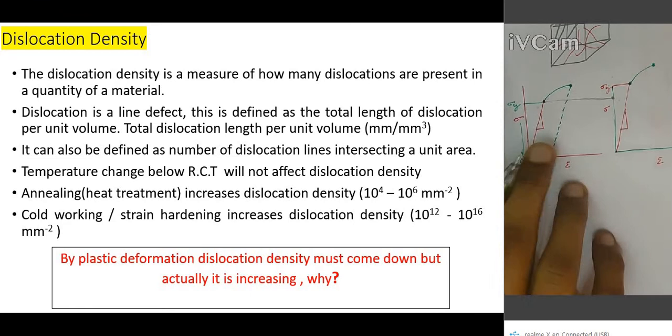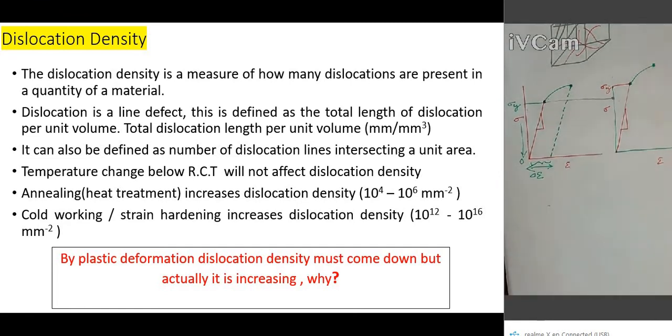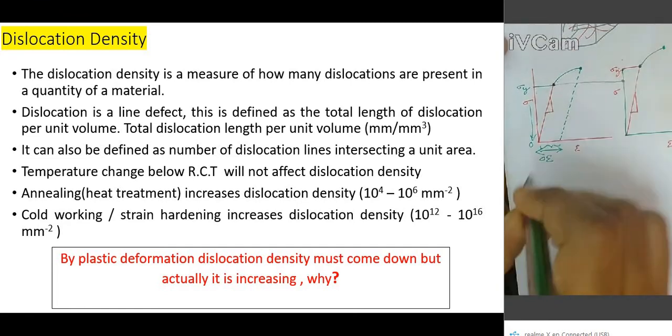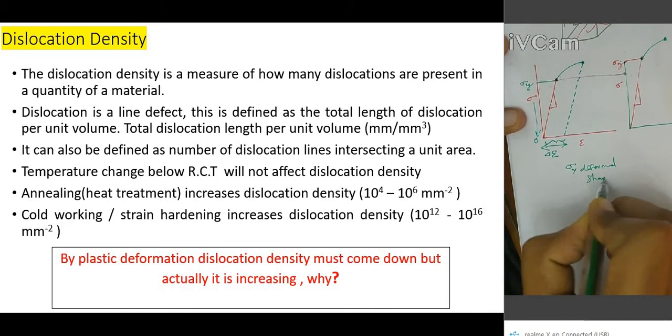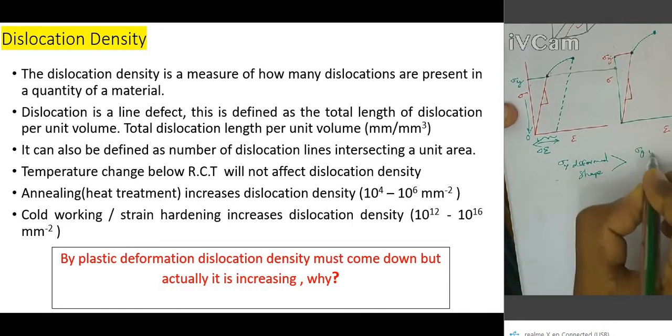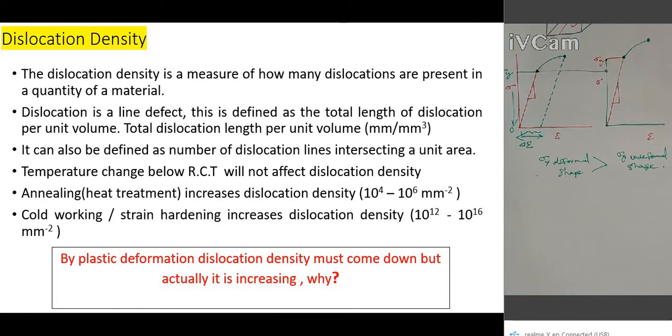For the undeformed material the sigma y value is this one, but when I test the deformed material, this is the sigma y value. Or we can say the sigma y value of the deformed material is higher than that of the undeformed material. So this is called strain hardening or work hardening. That means by applying a stress greater than the yield stress of the material, the strength of the material is improved.